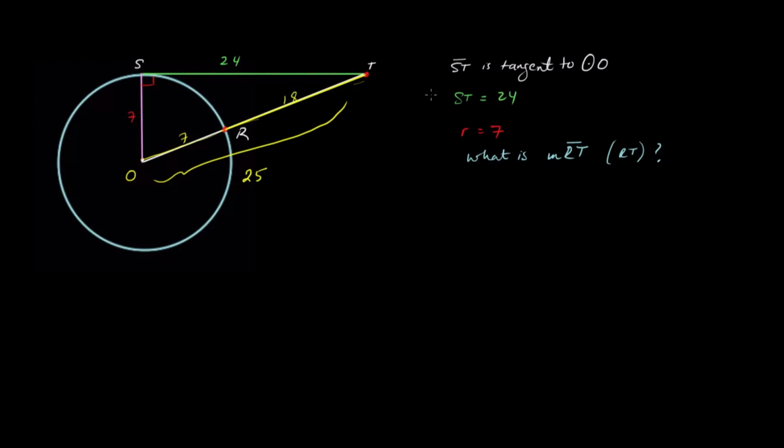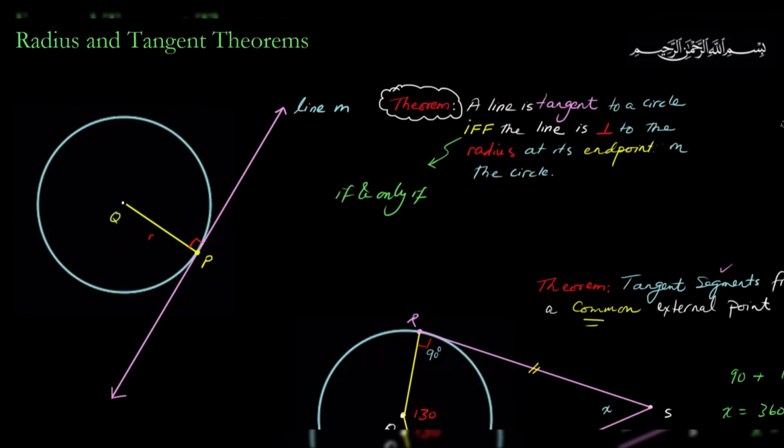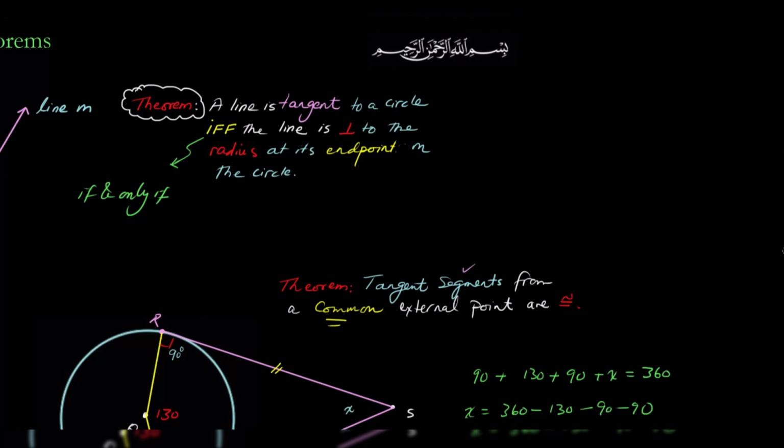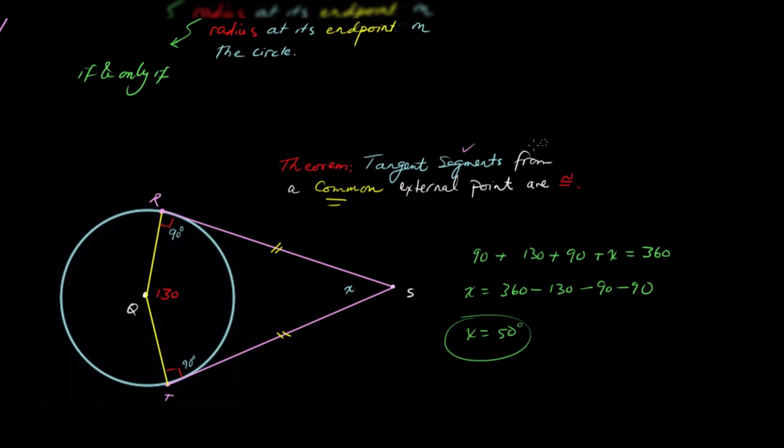So as you can see, many questions come from these basic theorems. So in conclusion, we learned 2 theorems today. The first one was about the line being tangent to a circle. A line is tangent to a circle if and only if the line is perpendicular to the radius at its endpoint on the circle. And that was a bidirectional statement, if and only if. The second theorem that we learned concerned 2 tangent segments: tangent segments from a common external point, in this case x. These 2 tangent segments are congruent.